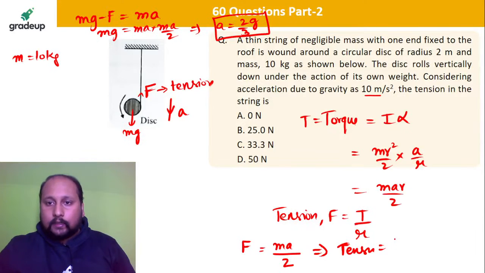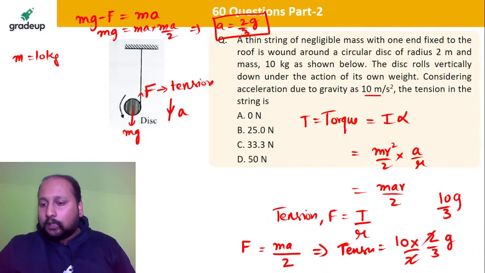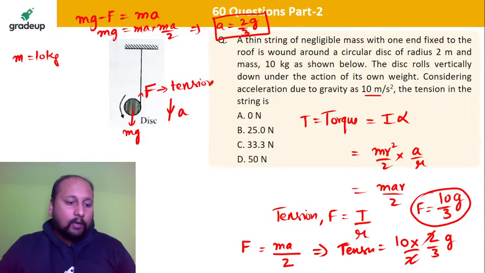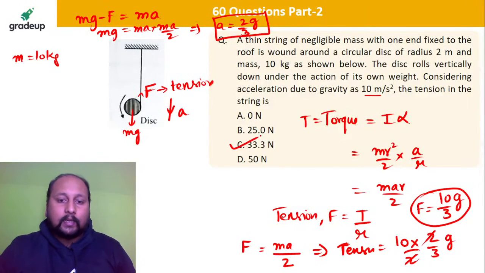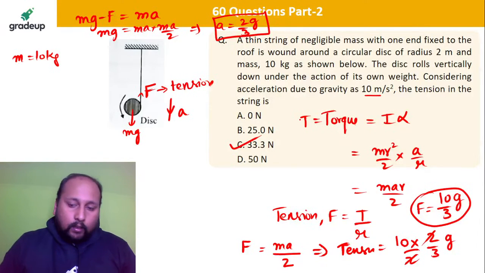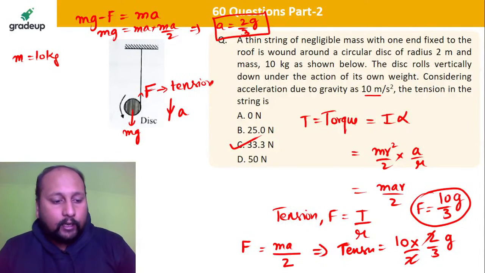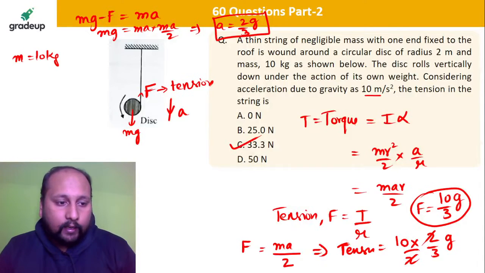So tension in the string, mass is given as 10. A is given as 2 by 3g divided by 2. This 2 and 2 get cancelled out. So this is 10 by 3g. 10g by 3 is the tension in the string. Calculate and tell me what's the answer. So we'll be getting 33.33 Newton. Very good. Rajan, very good.